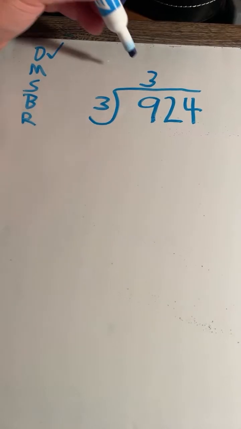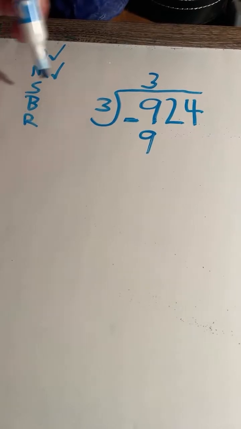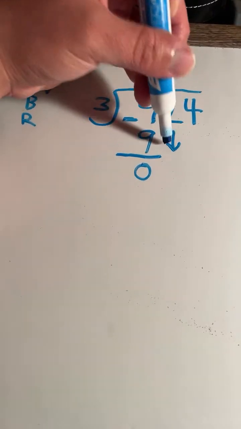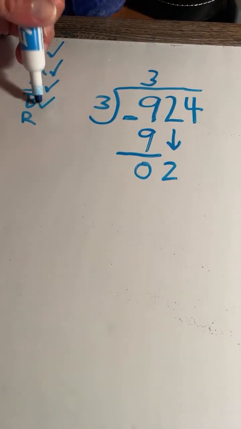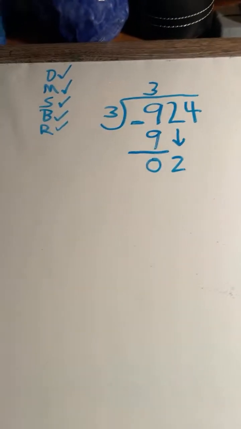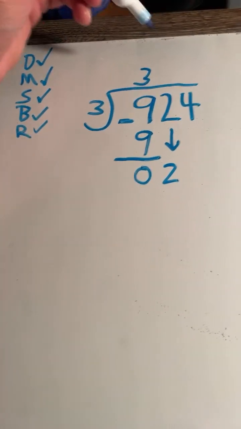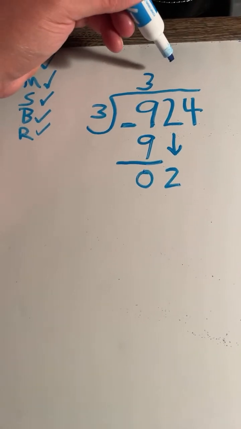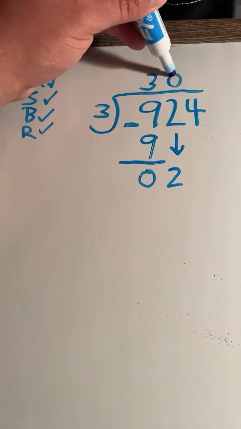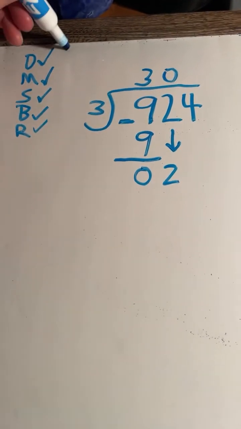So we divide. Next, we multiply. 3 times 3 equals 9. Next, we subtract. 9 minus 9 equals 0. Next, we bring down. We bring down the 2, and now we repeat the steps. All right, 2 divided by 3 equals 0. We can't get a full group of 3 within 2. So we divide.